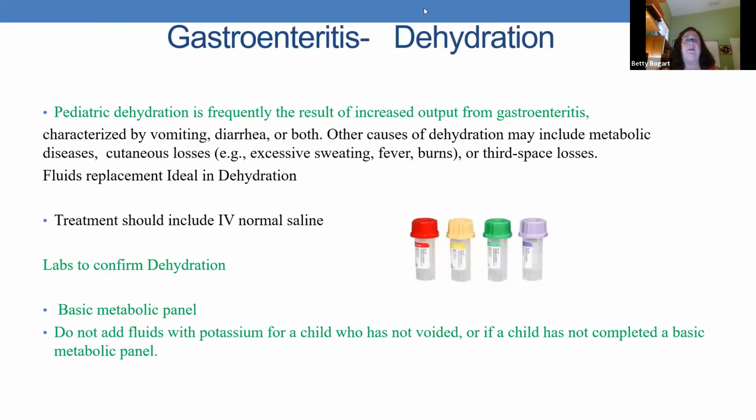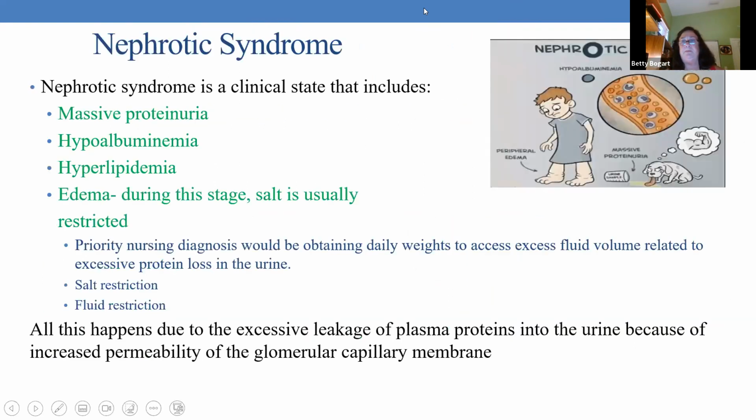Okay, gastroenteritis and dehydration. Again, we've talked about this a couple different times here. So we know that dehydration, when they're severe, they need to be put on IV fluids. We never hydrate with dextrose as in a bolus. We do saline, and then we'll add an IV with dextrose later on, but not now. Again, no potassium until they've voided, and you need a metabolic profile on these children.